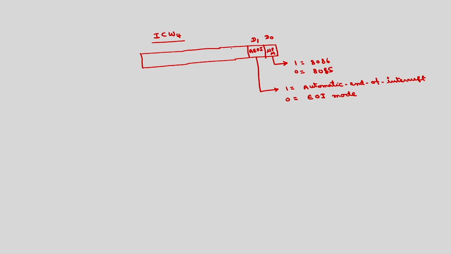And then the third bit will be M by S bar, and the fourth bit is BUF. M by S bar is master slash slave bar, and BUF stands for buffer. So, these 2 bits will decide; there are 4 combinations using 2 bits. The corresponding operation is 0x, which means this can be 0 0 or 0 1, and we have 1 0 and 1 1.